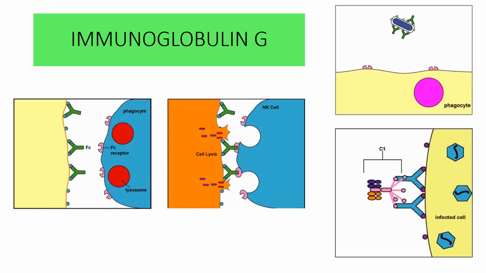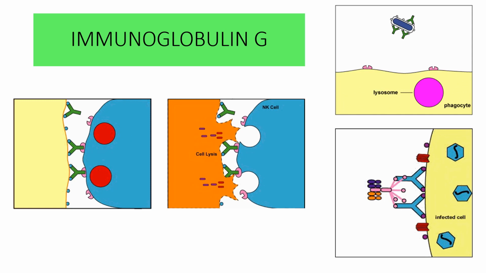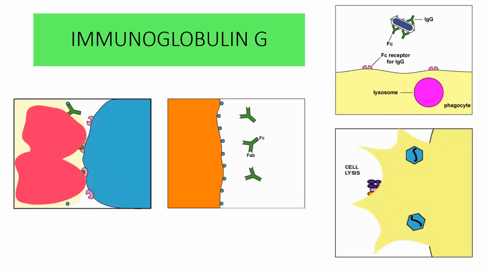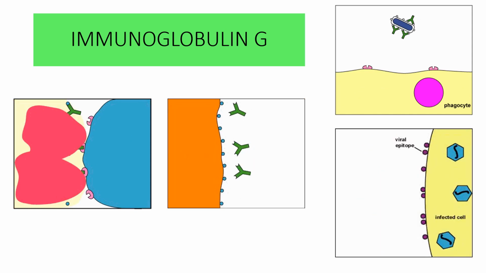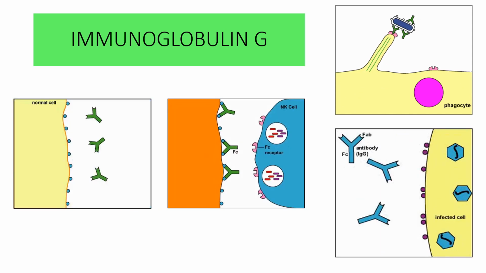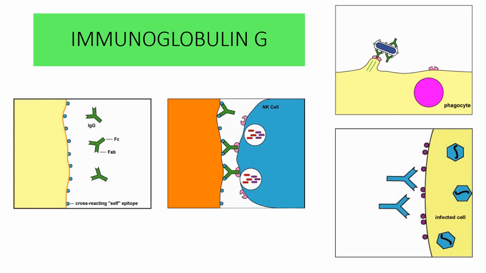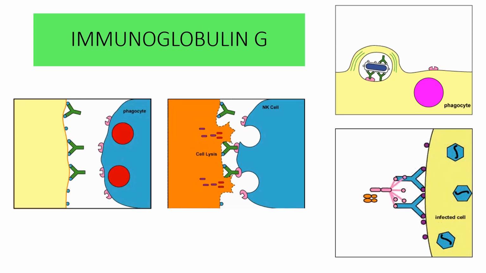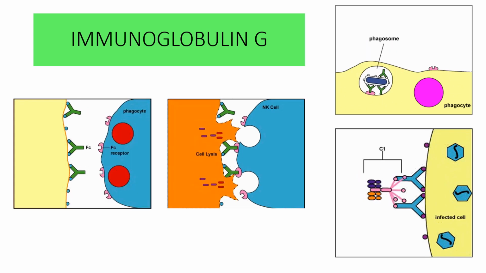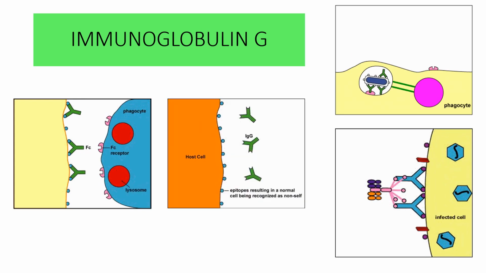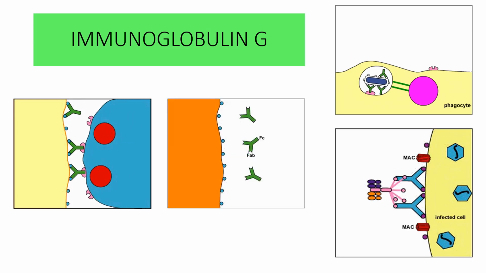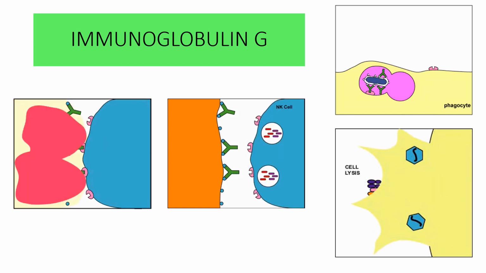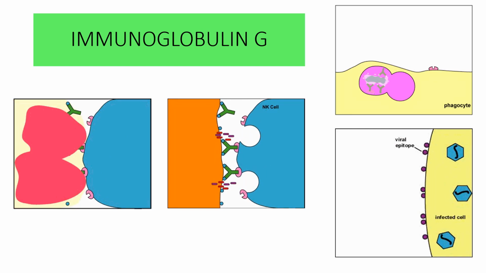In this animation you can see how IgG is responsible for causing the phagocyte to consume the cell, for causing the NK cells to cause cell lysis, as well as bringing the antigen towards the phagocyte, which ultimately leads to digestion with the help of the phagosome. It also activates the complement system, leading to the formation of MAC, the membrane attack complex, and thereby causing cell lysis.